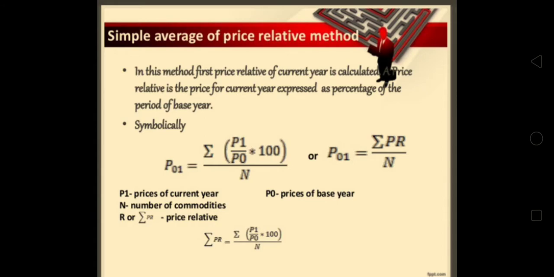In this method, first the price relative of the current year is calculated, where price relative is the price for the current year expressed as a percentage of the price in the base year. The formula which is applied here, that is P01 is equal to sum of bracket start P1 divided by P0 into 100 bracket close divided by n, or the second formula which is applied, that is P01 is equal to sum of PR divided by n. Components are explained here, you can go through this. Solution is there.